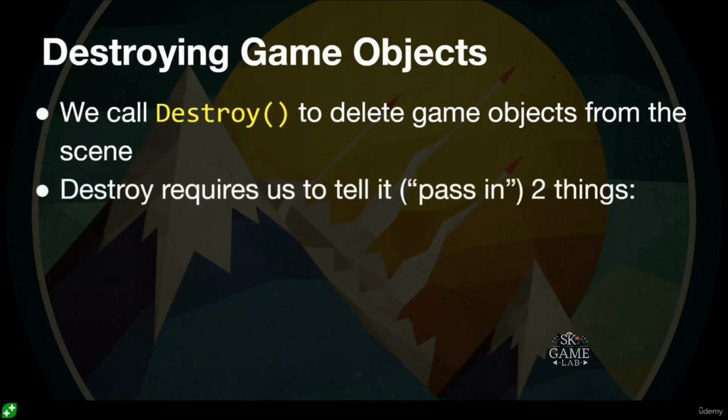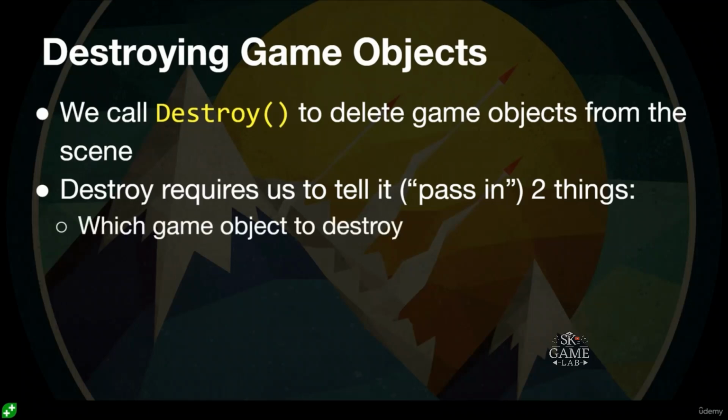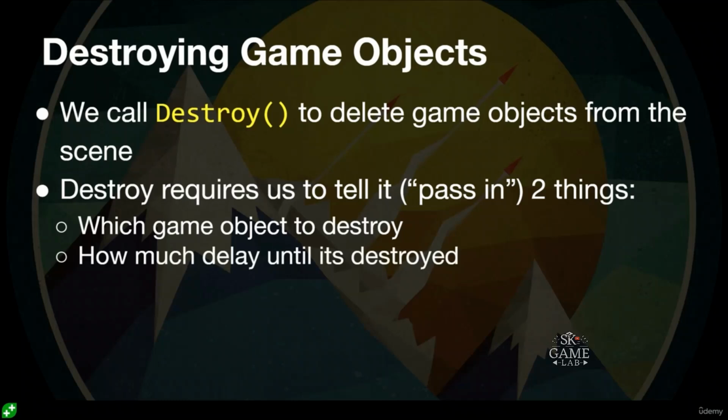Destroy, when we call it, requires us to tell it, in other words, pass in two things. And we pass those things in to these parentheses. So we have to tell it something. What do we need to tell it? We need to tell it which game object to destroy and how much time to wait until it is destroyed. Now, it's actually optional to pass in the delay. If you don't have anything in there, then it will just destroy immediately. But for the purpose of this challenge, I'd like for you to put in both the game object and the amount of time you would like to pause until it is destroyed.